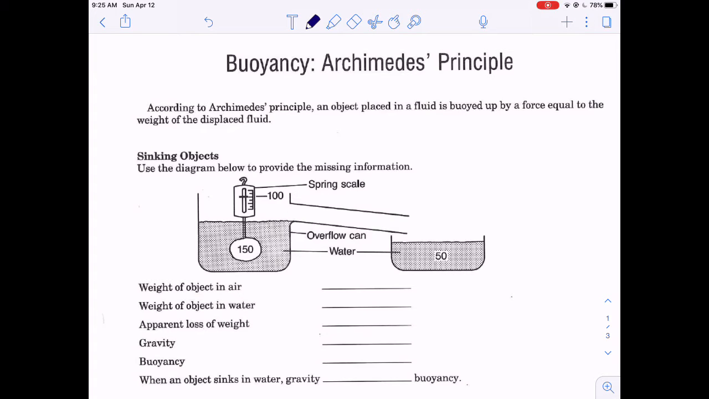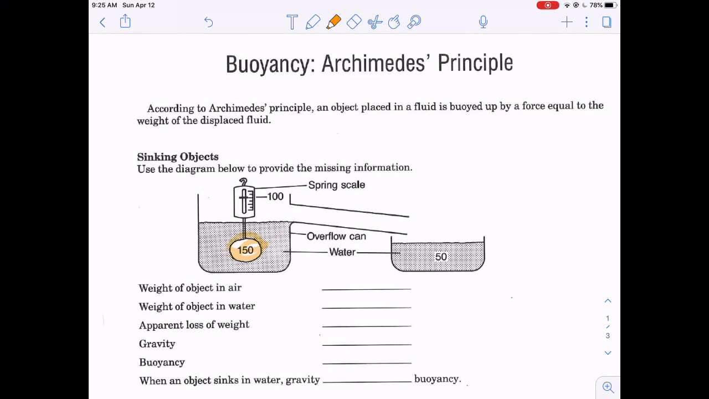you have an object, and in this case it weighs 150 units. That's what it reads holding it on the spring scale in the air. If I stick that object into water, it now only weighs 100. So there's some buoyancy force acting on that object. You can see the amount of water that got displaced is 50 units, and that's where that apparent weight loss went. Going from 150 to 100, the 50 is the water that got displaced.